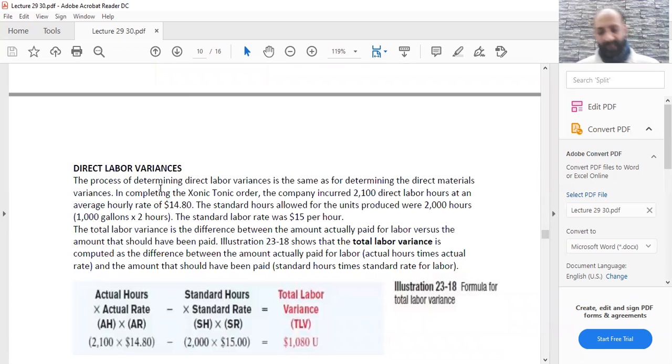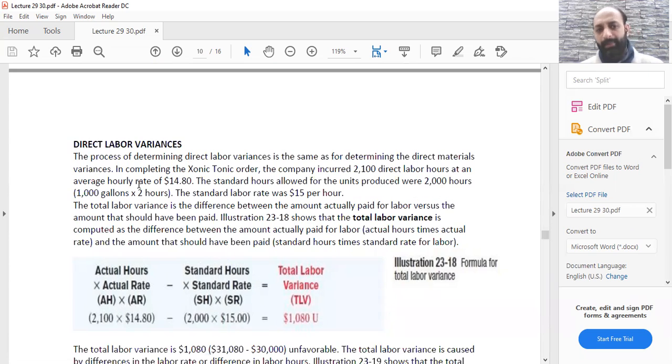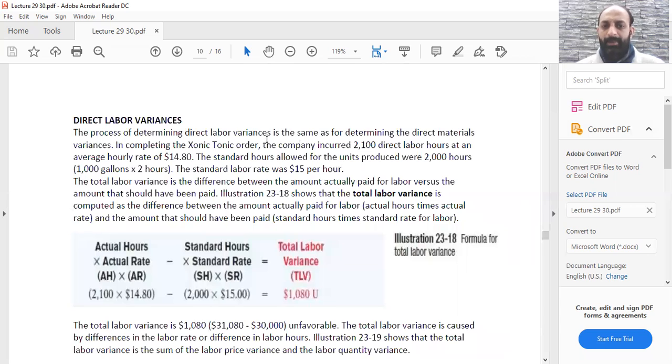Now we have done the direct material variance. We know direct material variance has two components. One is the price component and the other one is the quantity component. We do the direct labor variance in exactly the same way. The process of determining the direct labor variance is the same as for determining the direct material variance. In completing the zonic tonic order, the company incurred 2100 direct labor hours at an average hourly rate of 14.8.